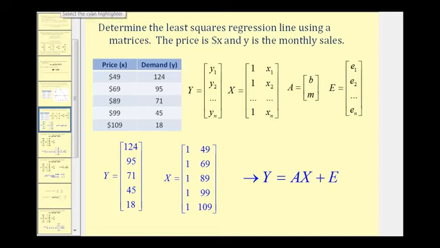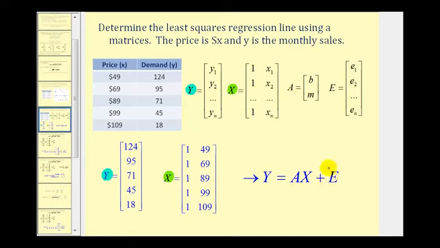We want to start by setting up matrix Y and matrix X. Matrix Y is the column matrix with the given y values, so it's a 5 by 1 matrix. Matrix X will be a 5 by 2 matrix because remember the first column will consist of 1s, the second column will consist of the given x values. So given these two matrices, we have the matrix equation Y = XA + E.